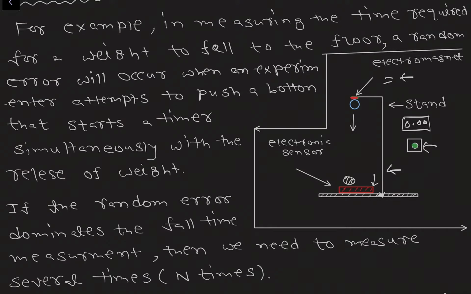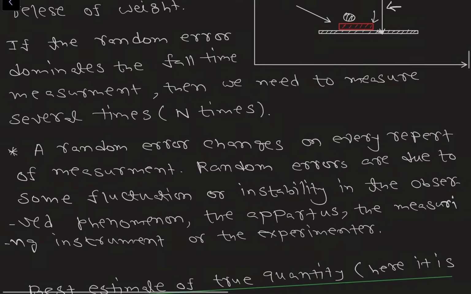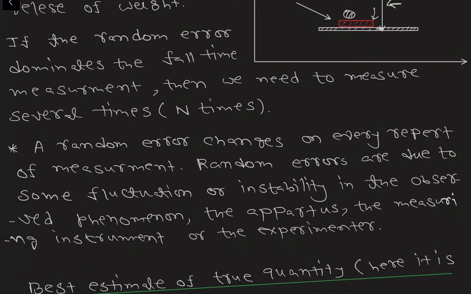So this kind of error we are calling a random error, because this occurred due to some electronic delay, something with the ambient condition or so. So we can't do anything about that. But what we can do is measure several times, say n times. So what we will notice with random error is that every time we measure, we get a slightly different number. So this kind of error we call random error.